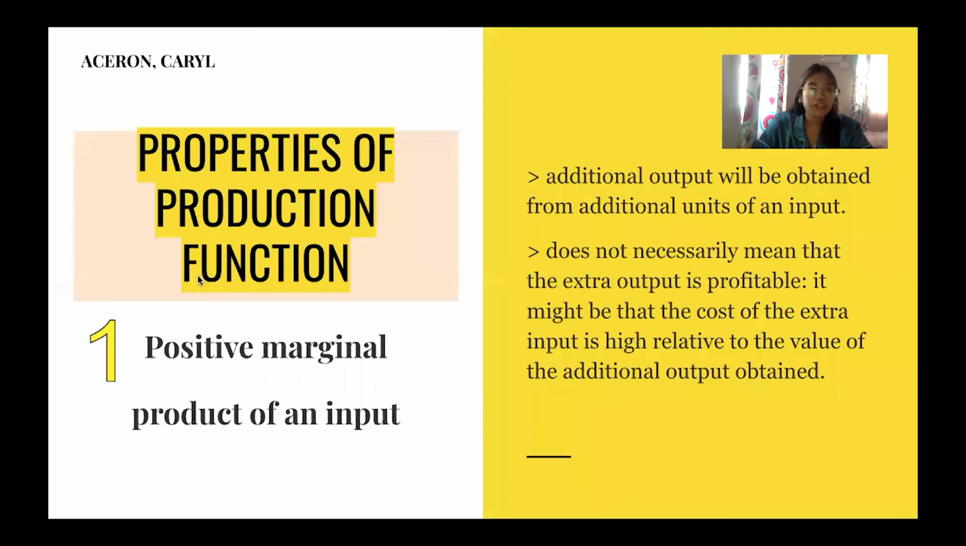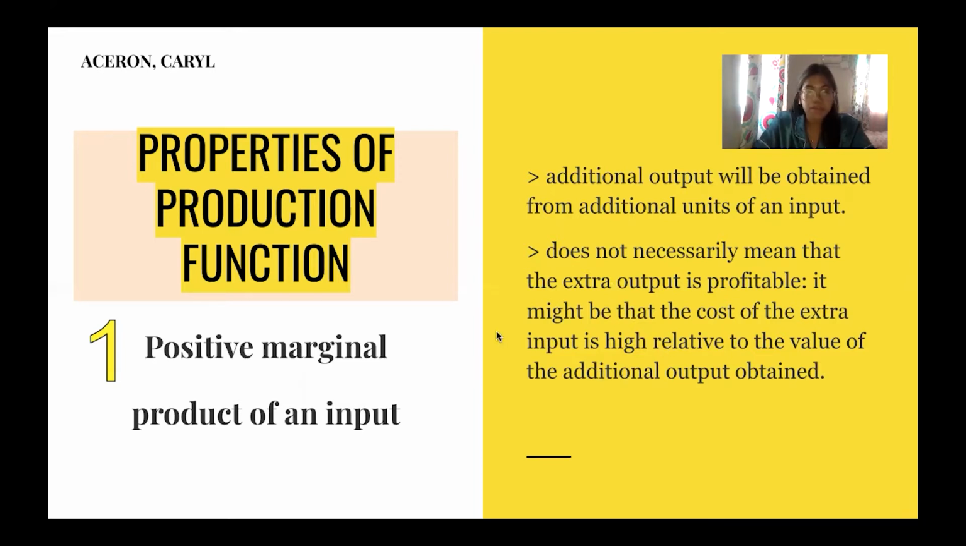The first property is the positive marginal product of an input. The first property asserts that additional output will be obtained from additional units of an input, like adding another machine, another worker, or some more fuel, and so on and so forth. That increases the output of a firm. A positive marginal product does not necessarily mean that the extra output is profitable. It might be that the cost of the extra input is high relative to the value of the additional output obtained.